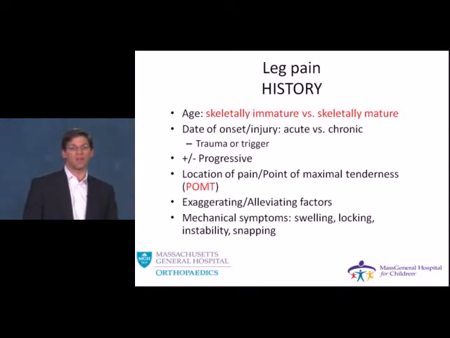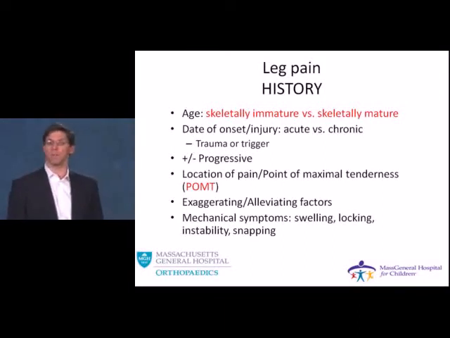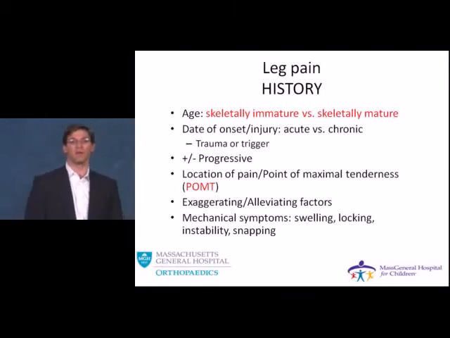The date of onset and injury, whether it's acute or chronic, whether there is any obvious trauma or trigger, and if the pain is progressive. Again, you want to come back to where is the point of maximal tenderness. Diffuse pain about the legs makes me feel more comfortable for any lack of focal finding and think more systemically. Are there any exaggerating or alleviating factors, and are there any mechanical symptoms focal to one of the joints?